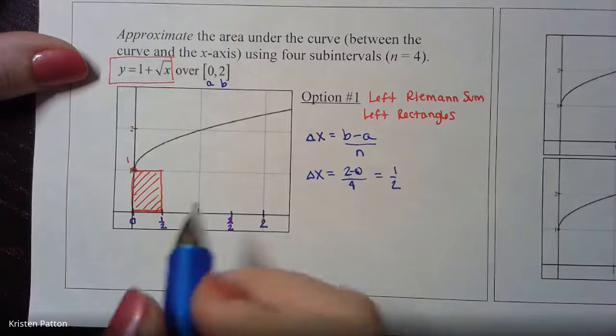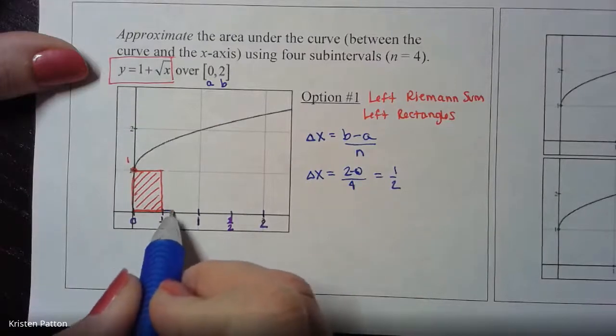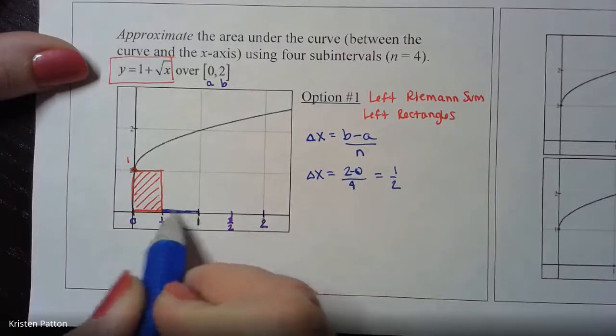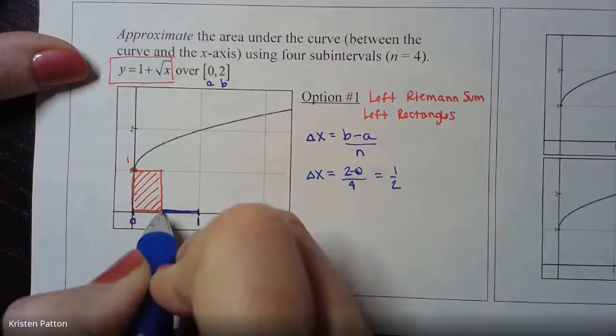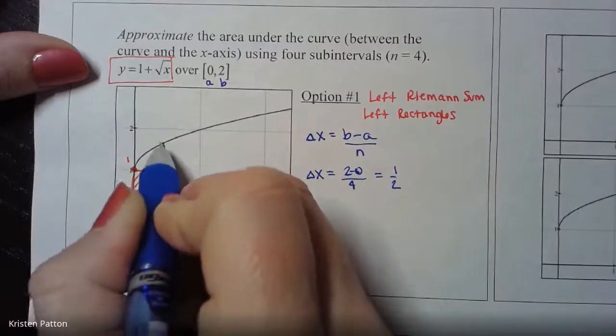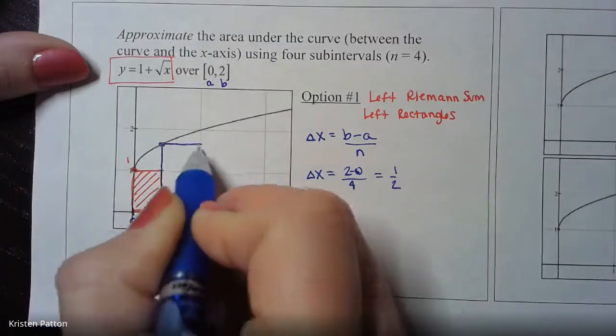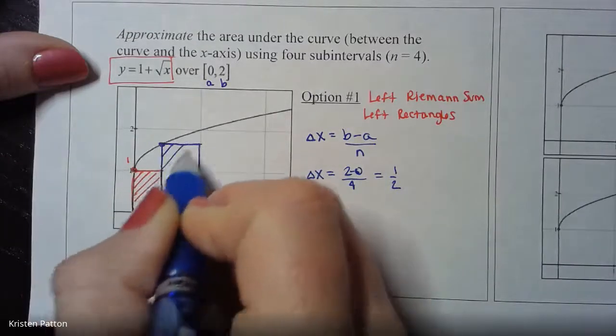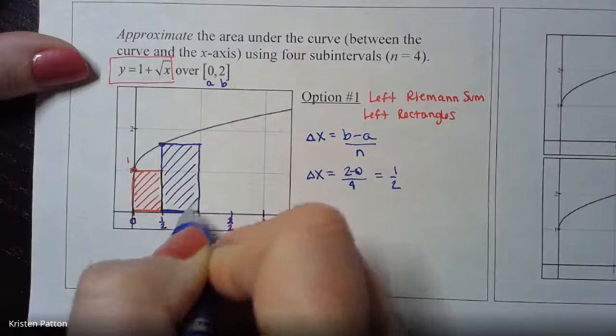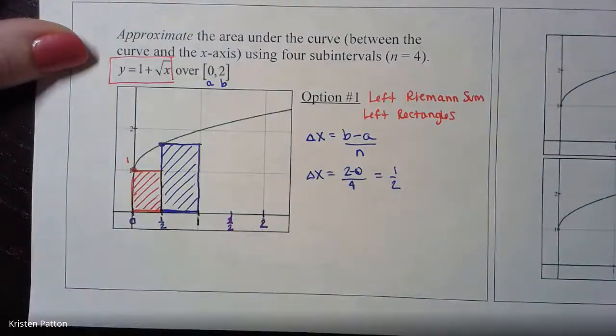All right, my next rectangle sits between 1/2 and 1. There's my base. I go to the left side. I go up until I hit the curve. That's the height of my second rectangle. By the way, they're supposed to look like they're all the same size, but clearly mine don't. And by same size, I mean same width.